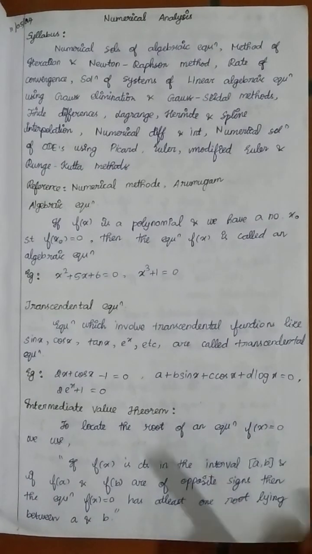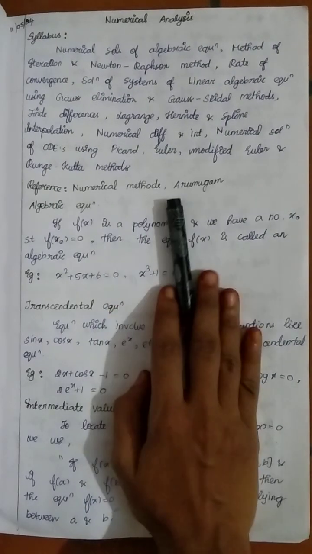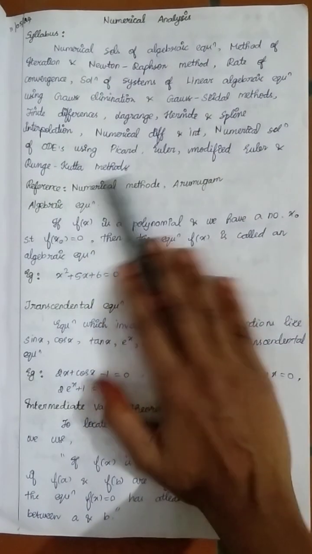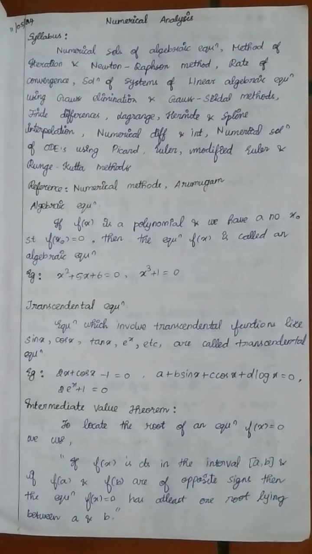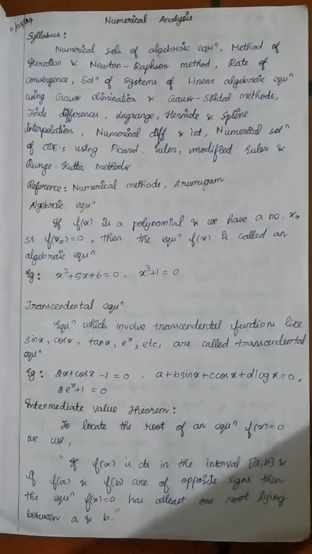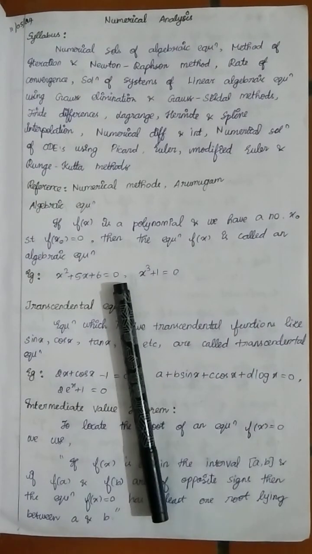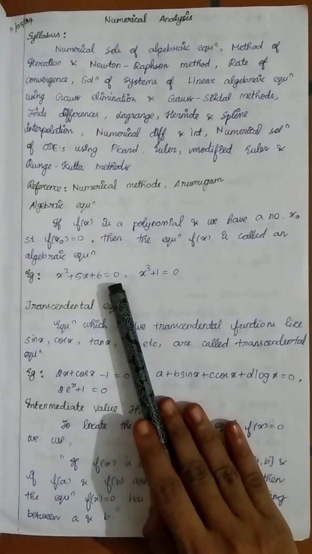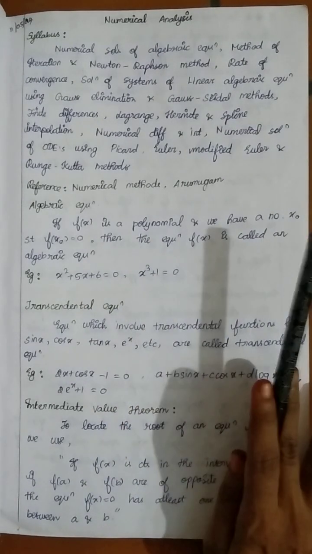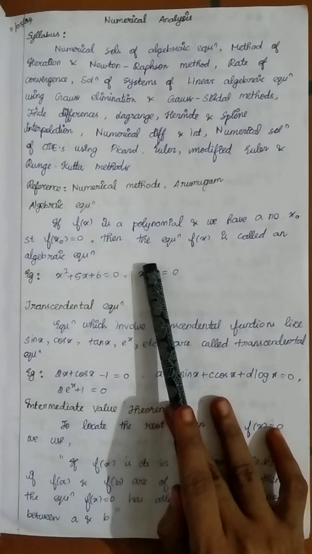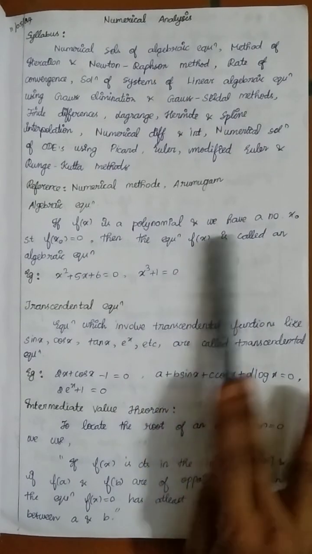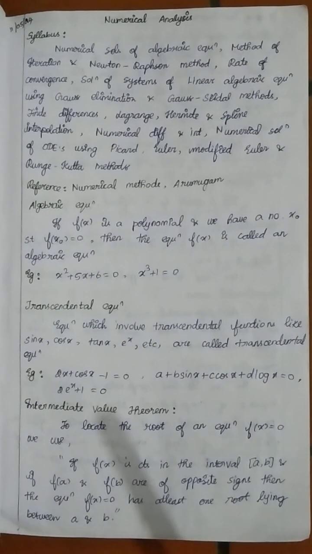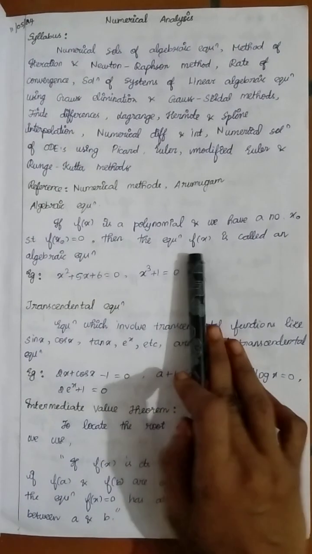Hello everyone, in this video we are going to see numerical analysis, and here I have written the syllabus for the CSIR NET examination. Now we see what is meant by an algebraic equation. If I have some polynomial f of x and it has some root x naught, then that polynomial is written as an equation f of x equal to 0, and that is called an algebraic equation.